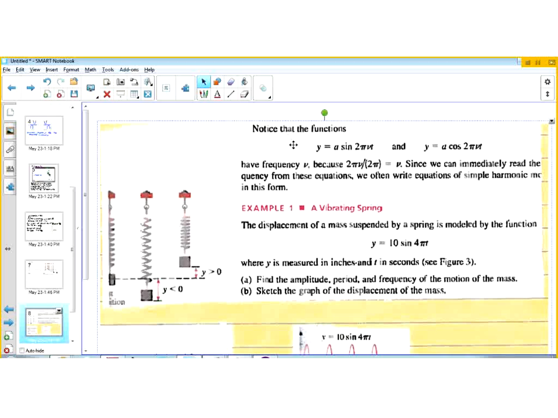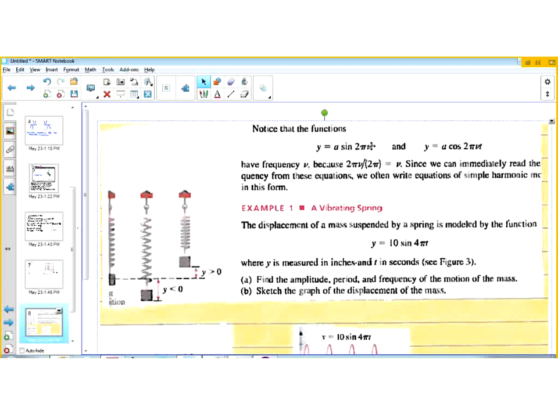Okay, so the frequencies. These functions, y equals a sine 2 pi nu t, where nu is a Greek letter. I forgot what it was called, we'll just call it v for now. These functions have frequency v because the period is 2 pi over 2 pi v, which is equal to 1 over v. And so we said that the number of cycles per unit time is frequency.